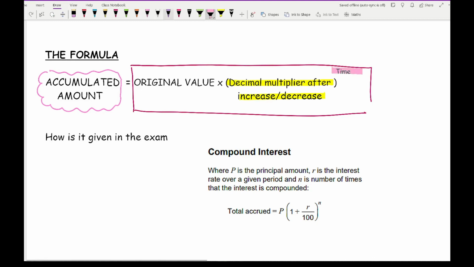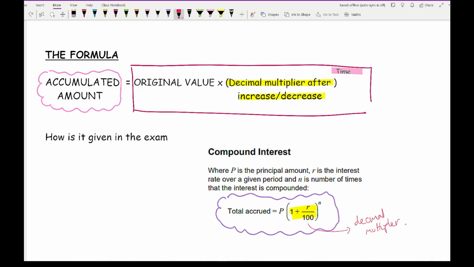Now in the exam, you're given this formula instead, which technically is the same. It doesn't use the words decimal multiplier, but that is basically what this bracket part here gives you. This is the decimal multiplier calculation.